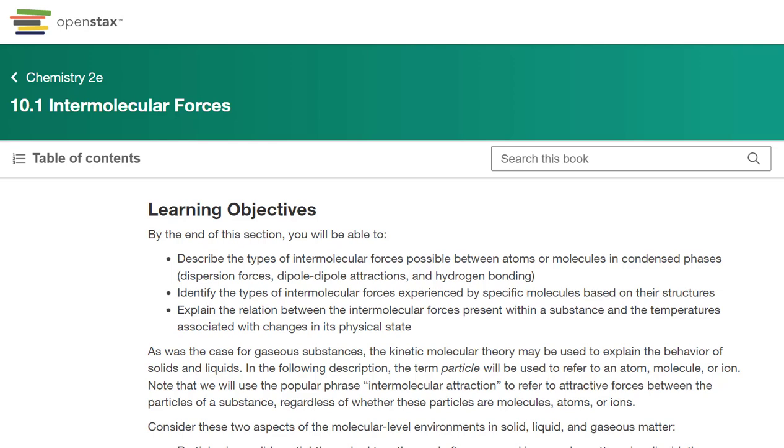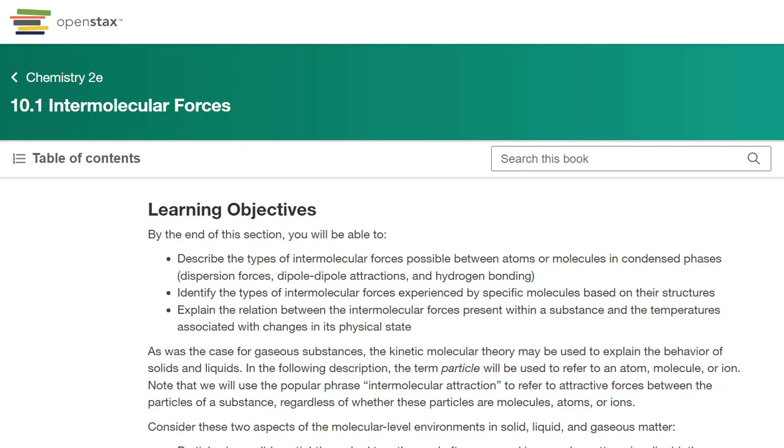Hello, everyone. I want to discuss section 10.1 on intermolecular forces. The learning objectives for this section describe the types of intermolecular forces possible between atoms or molecules in condensed phases. Those are dispersion forces, dipole-dipole attractions, and hydrogen bonding.